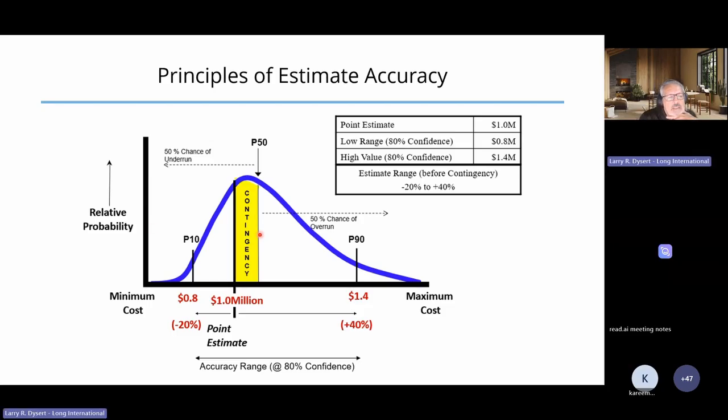So if we understand that our estimate is the blue curve, and once we have the blue curve, we can establish various P-values. And if management wants to fund at a 50% probability of underrun, we simply need to add money to our point estimate to reach that value. And that's what contingency is. It's just an arithmetically derived value to reach a selected probability of underrun where management wants to fund our projects.